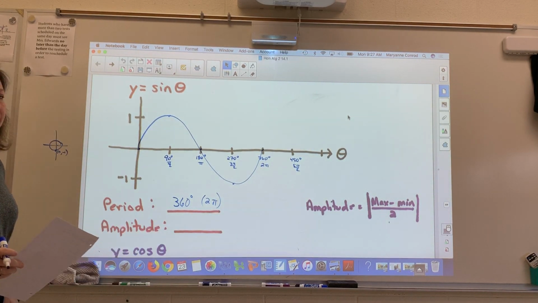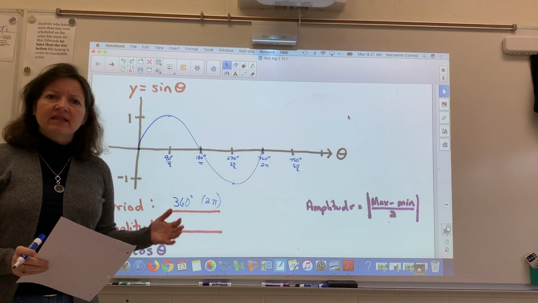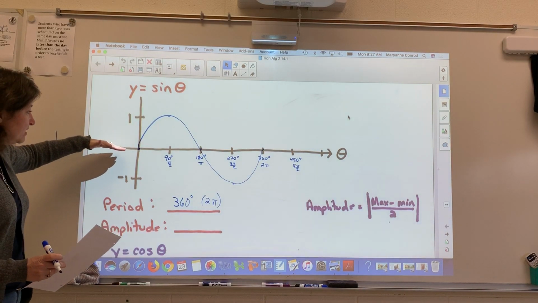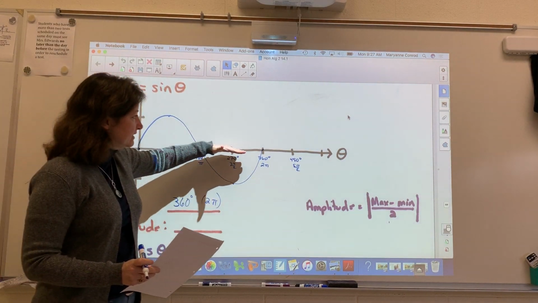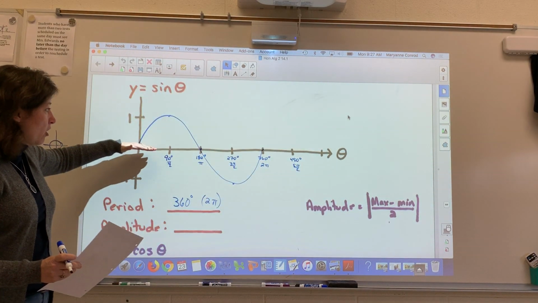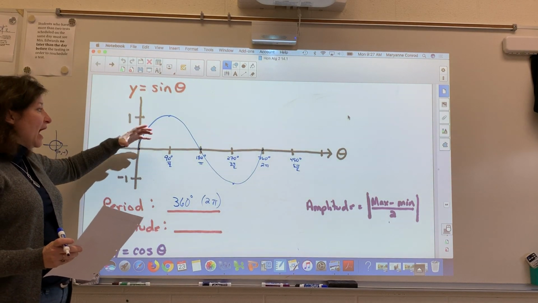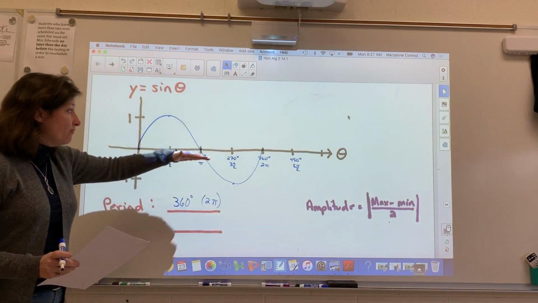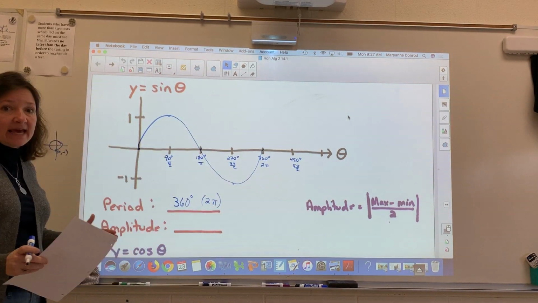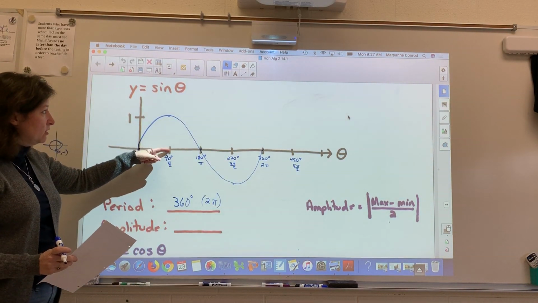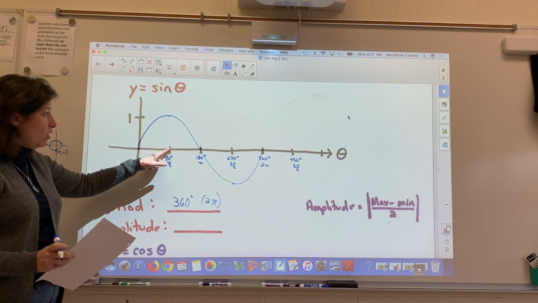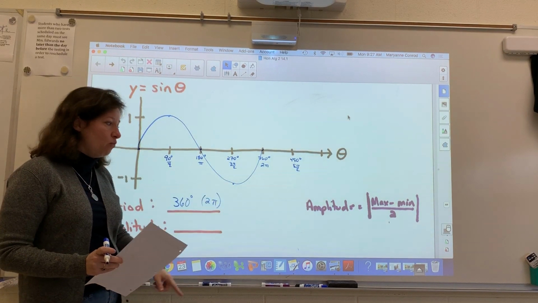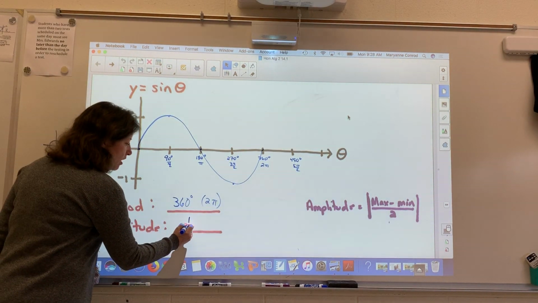Amplitude. What is your amplitude? Your amplitude you want to think of as being the height of this curve from the middle. So the middle of this curve is the horizontal axis, which is at 0. If I ask you for the height of this curve, from the middle to the highest point, or from the middle to the lowest point, they're the same distance. How far is it from the middle to the highest point? It's a distance of 1. How far is it from the middle to the lowest point? It's a distance of 1. So your amplitude is 1.